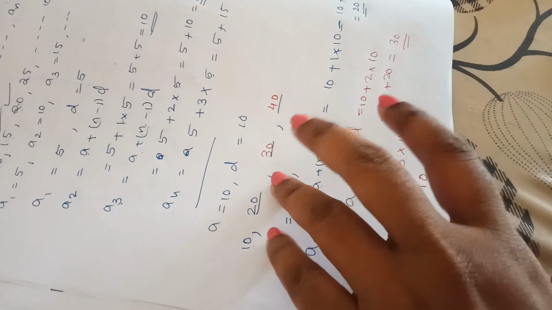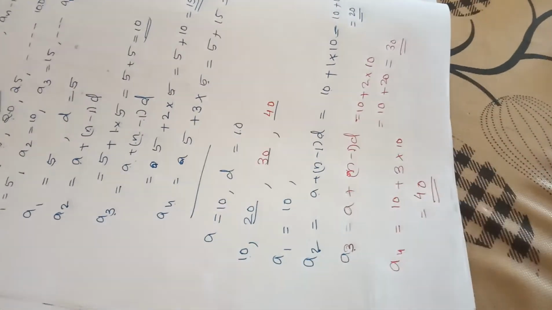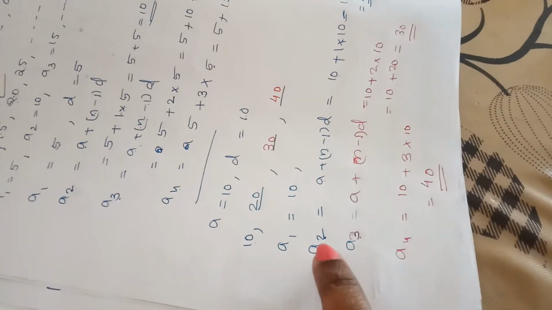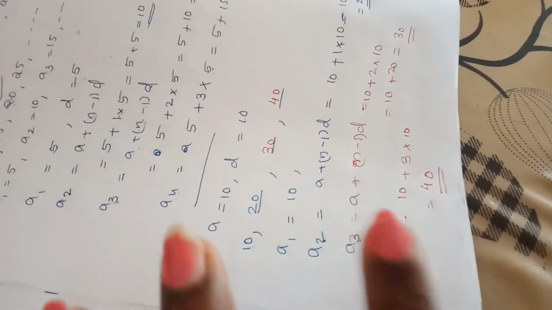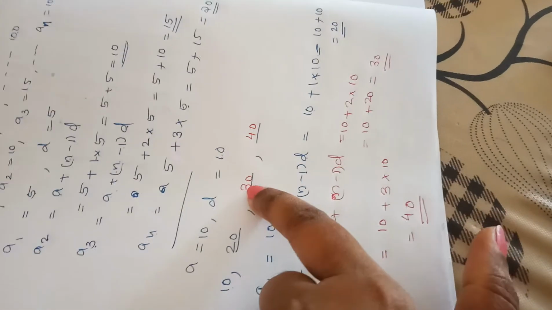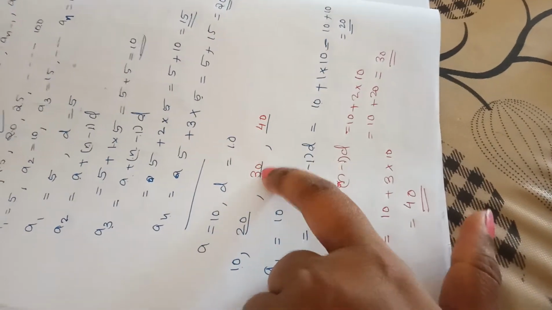Simply you can get it like this, but you can use the same equation also for getting the four numbers. Okay, so 10 plus common difference 10, 20. 20 plus common difference 10, 30. 30 plus common difference 10, 40. Four numbers.